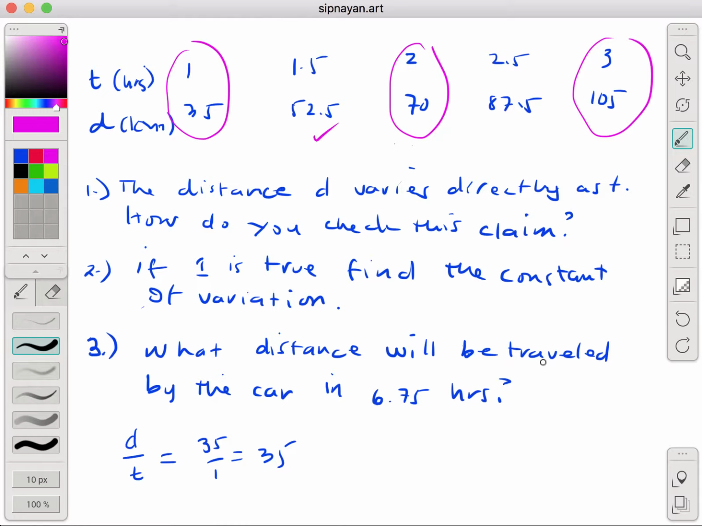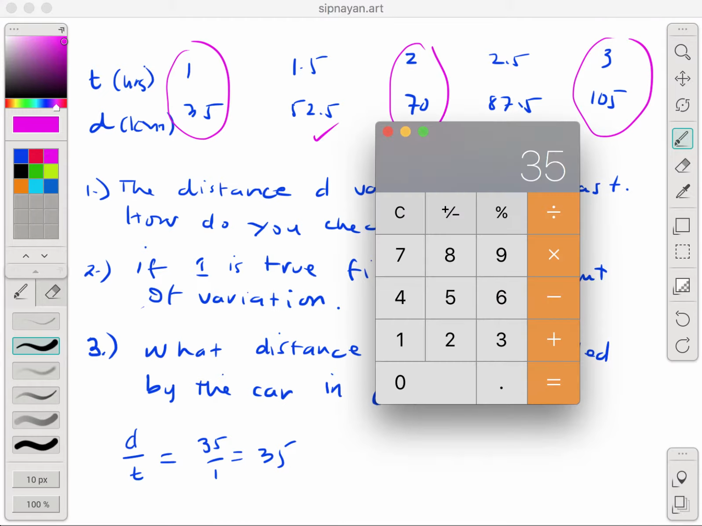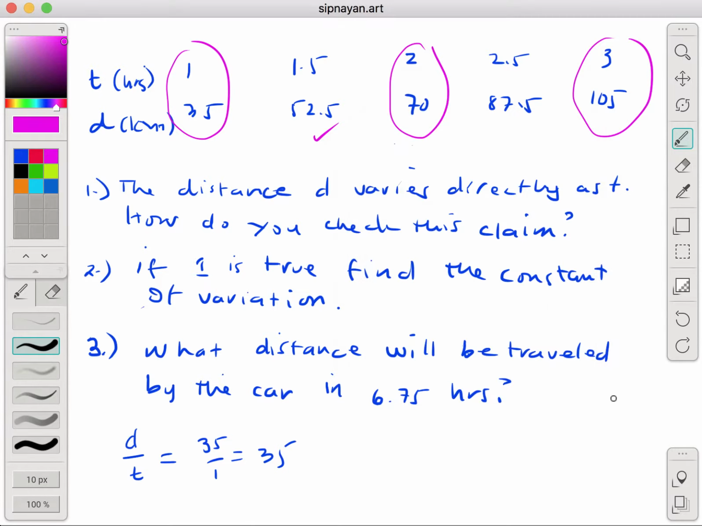This is also 35. And lastly, we have 87.5. I think you can do that mentally, no? Divided by 2.5. So, 35 also. So, lahat yan 35. Therefore, this is correct, no? The distance D varies directly as T.